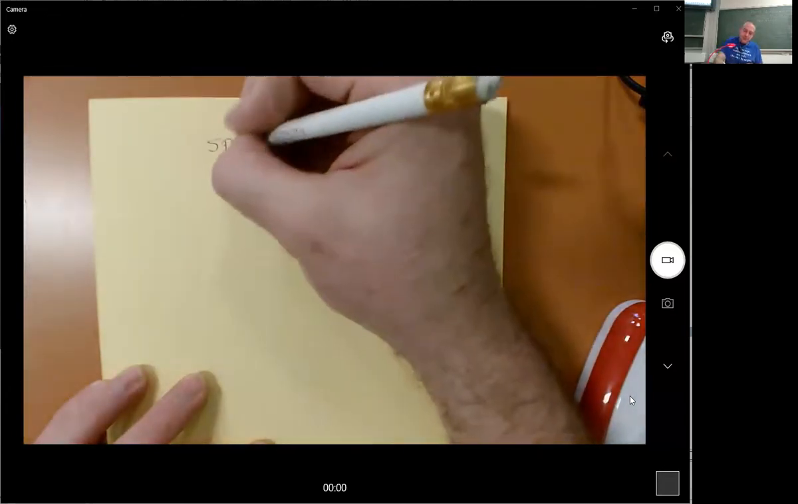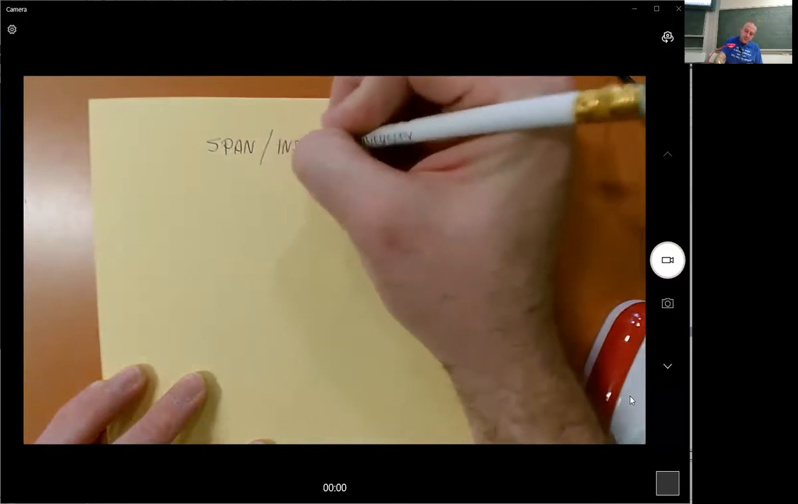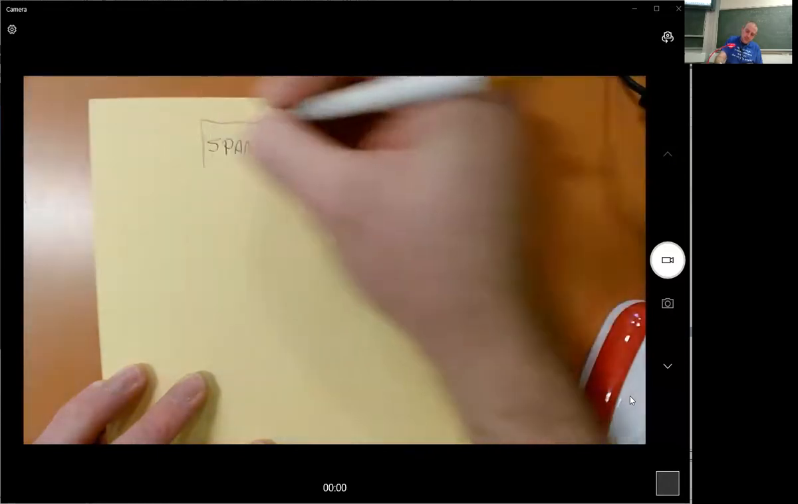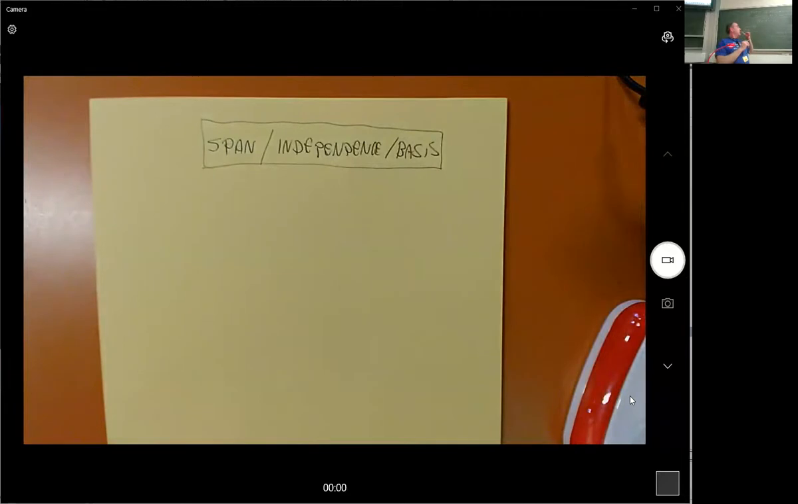So first I'm going to have a talk about spans and linear independence and basis and that sort of thing. There are plenty of other seminars on the website already about this, so if you want more detail about what I'm about to say, then feel free to look at them. There's a really good one from about 5 or 6 years ago that I'm very proud of. I'm not going to do the whole shebang because that one took 2 hours, but I will do a bit of it.